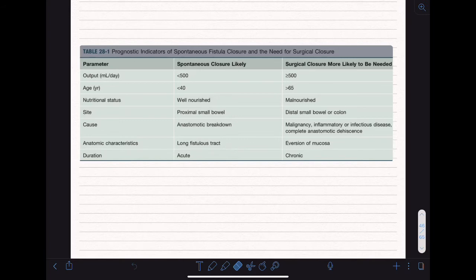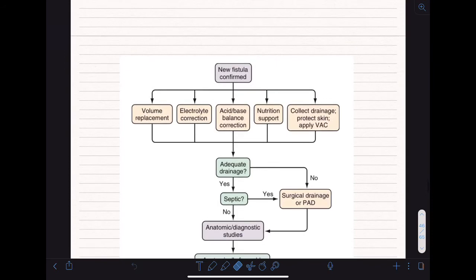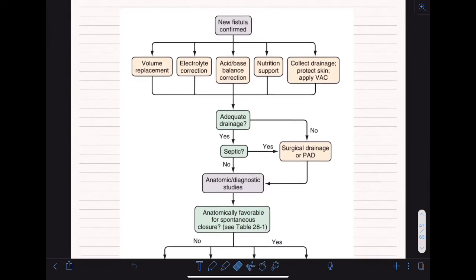But closure is less likely to occur when the output is more than 500 and the age is more than 65 years, in malnourished patients with distal small bowel or colon fistula, and when the cause of the fistula is malignancy, inflammatory or infectious disease, or a complete anastomotic dehiscence. Erosion of mucosa is shown to have decreased spontaneous closure, and when the duration is chronic it is less likely to close. Now, in a flow chart, we will see how the fistula is managed.